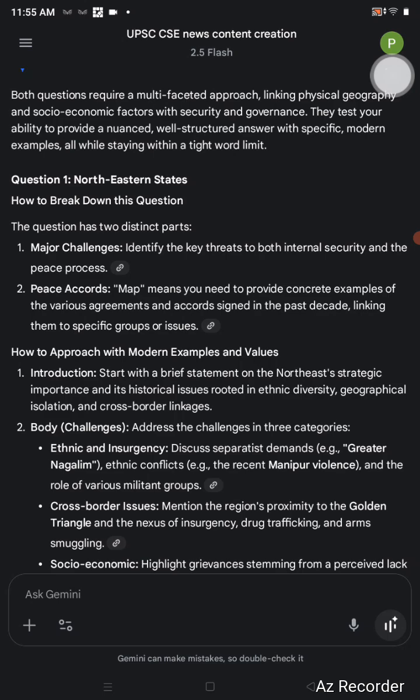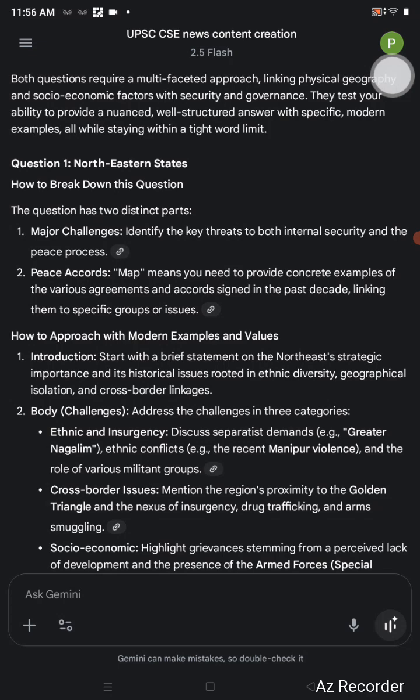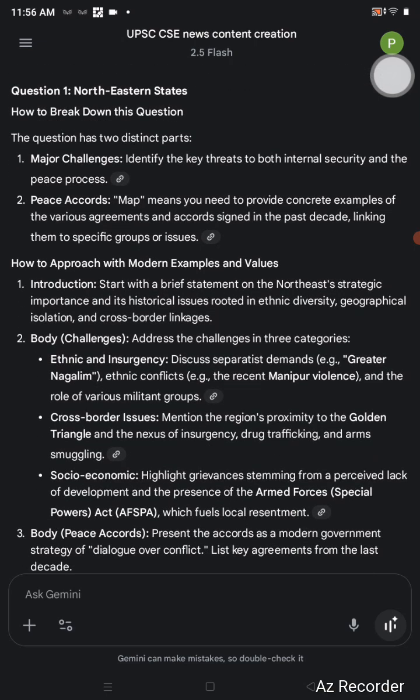As we already see while reading the question, it has two parts. It is asking for the major challenges and about the peace accords. In the major challenges section, you have to identify the key threats to both internal security and the peace process. And in the peace accords, we have to map. Map means you need to provide concrete examples of the various agreements and accords signed in the past decades, linking them to specific groups or issues. So let's see how to approach this with some examples and value additions.